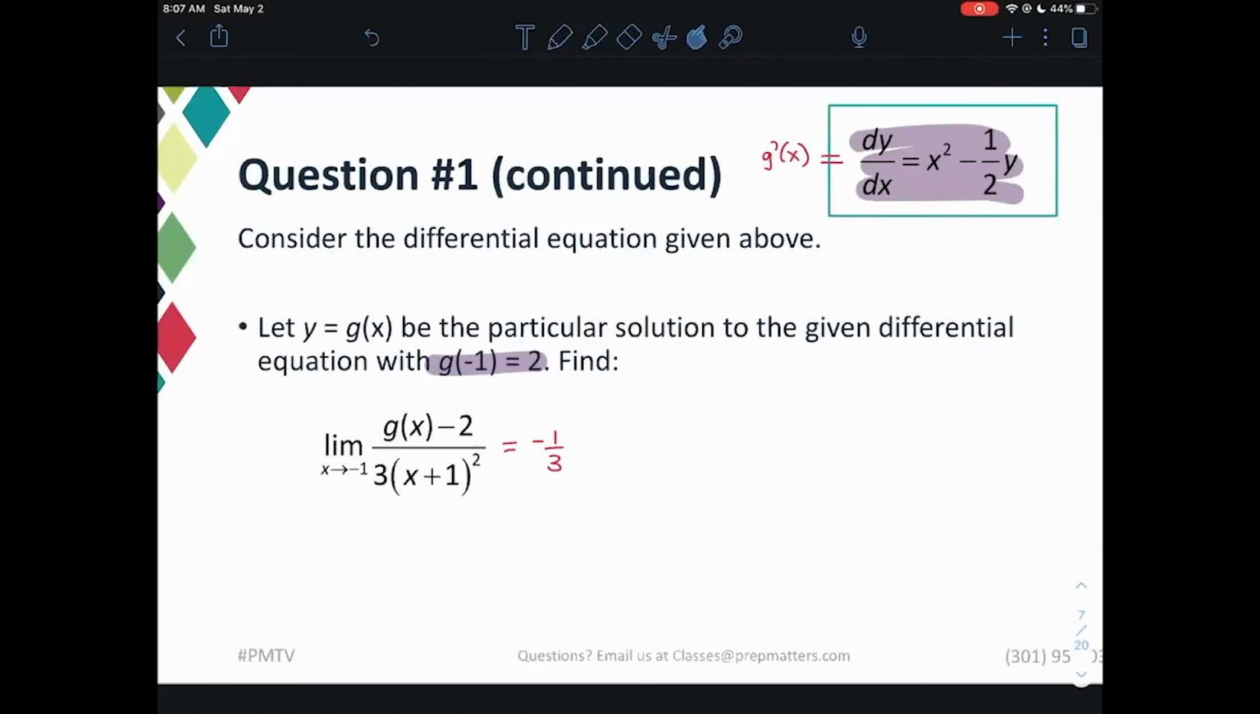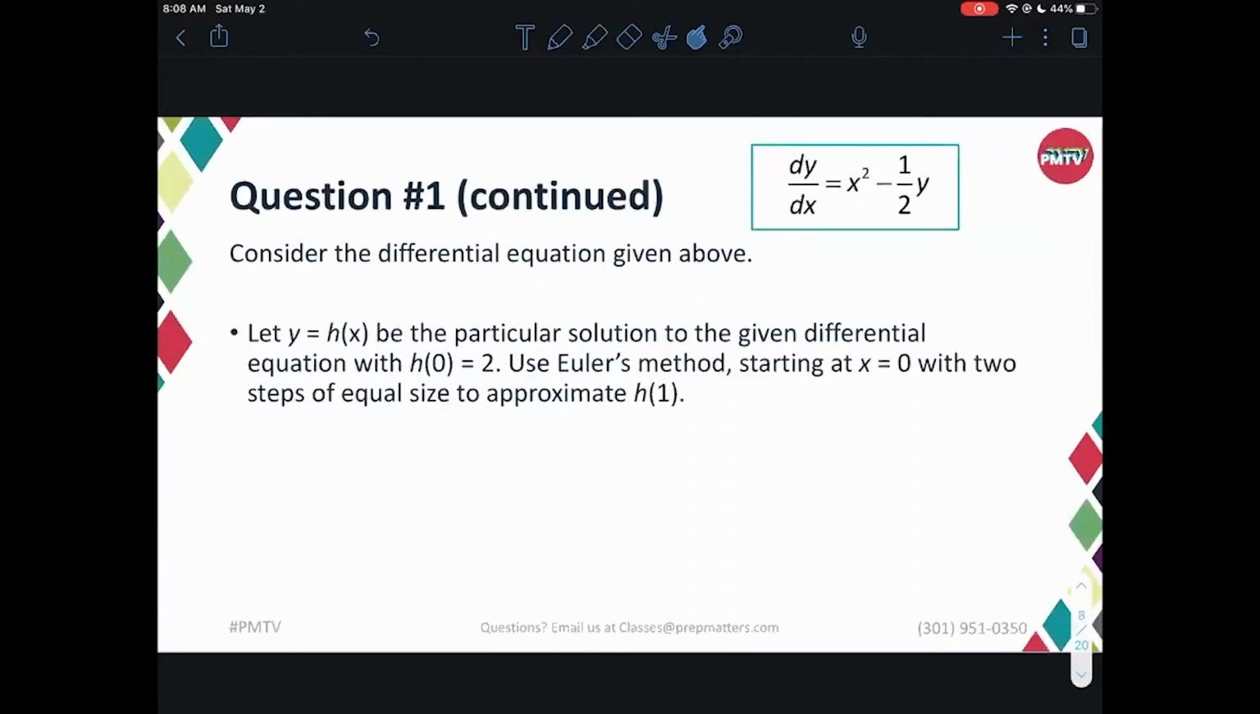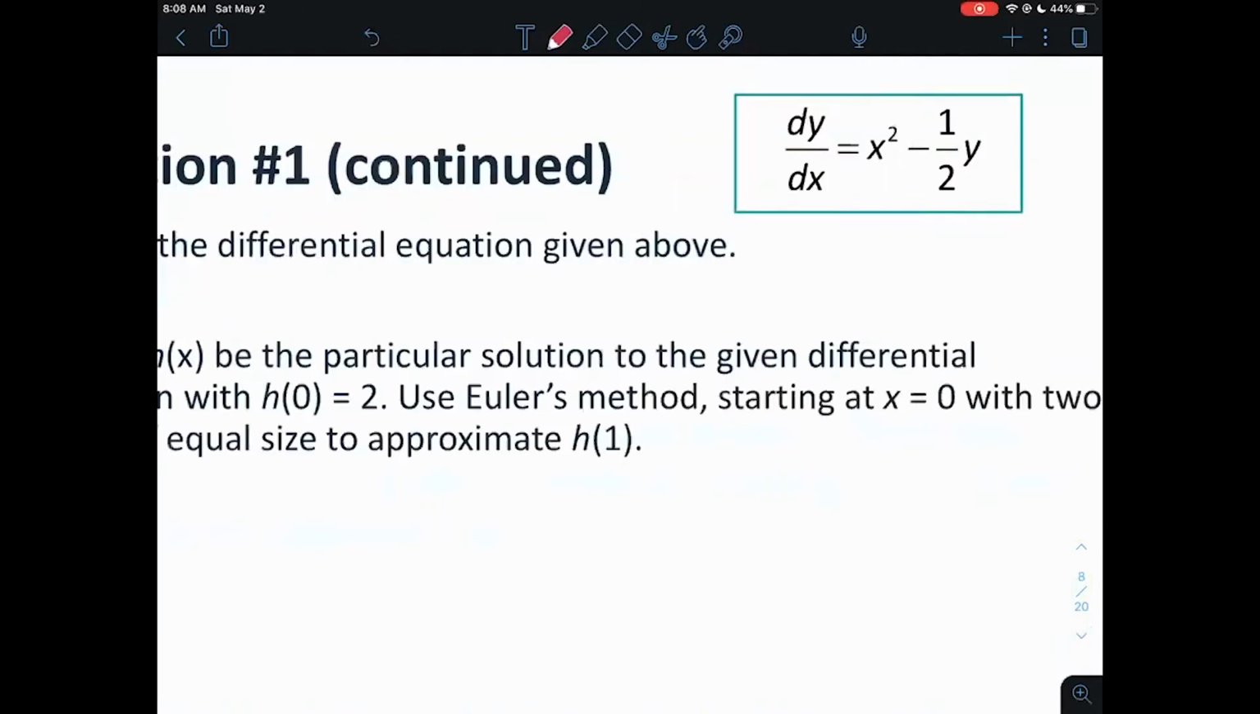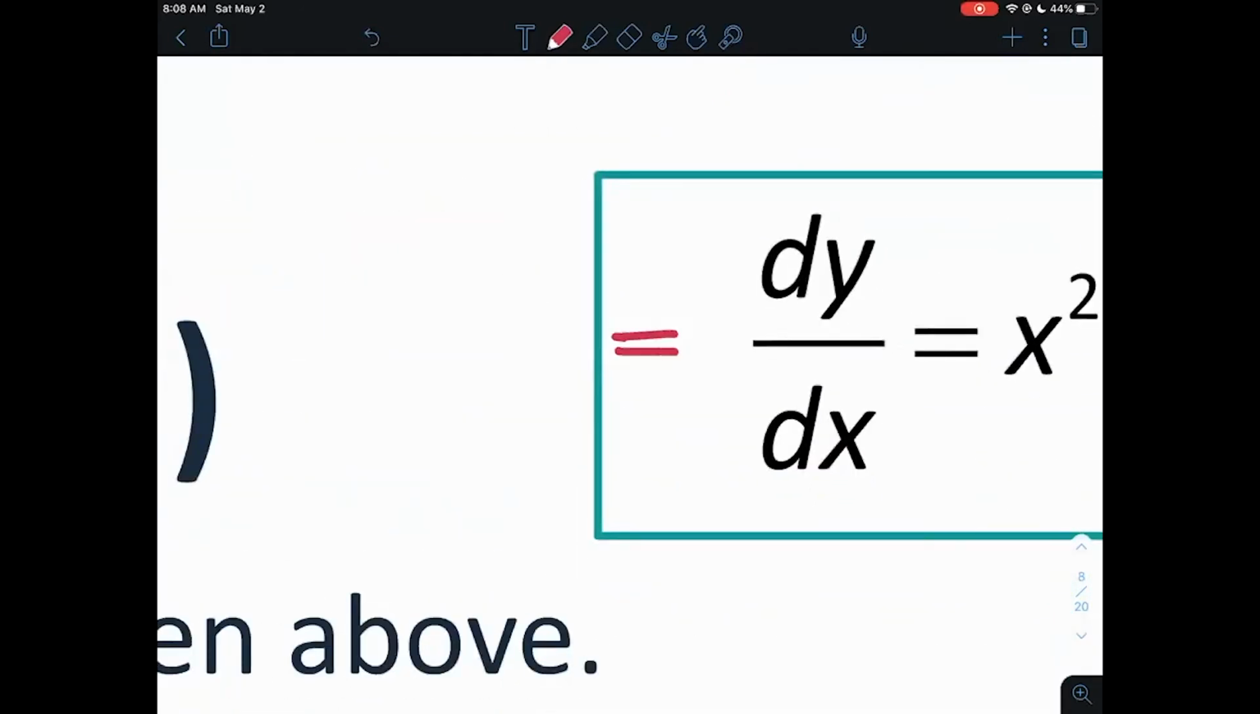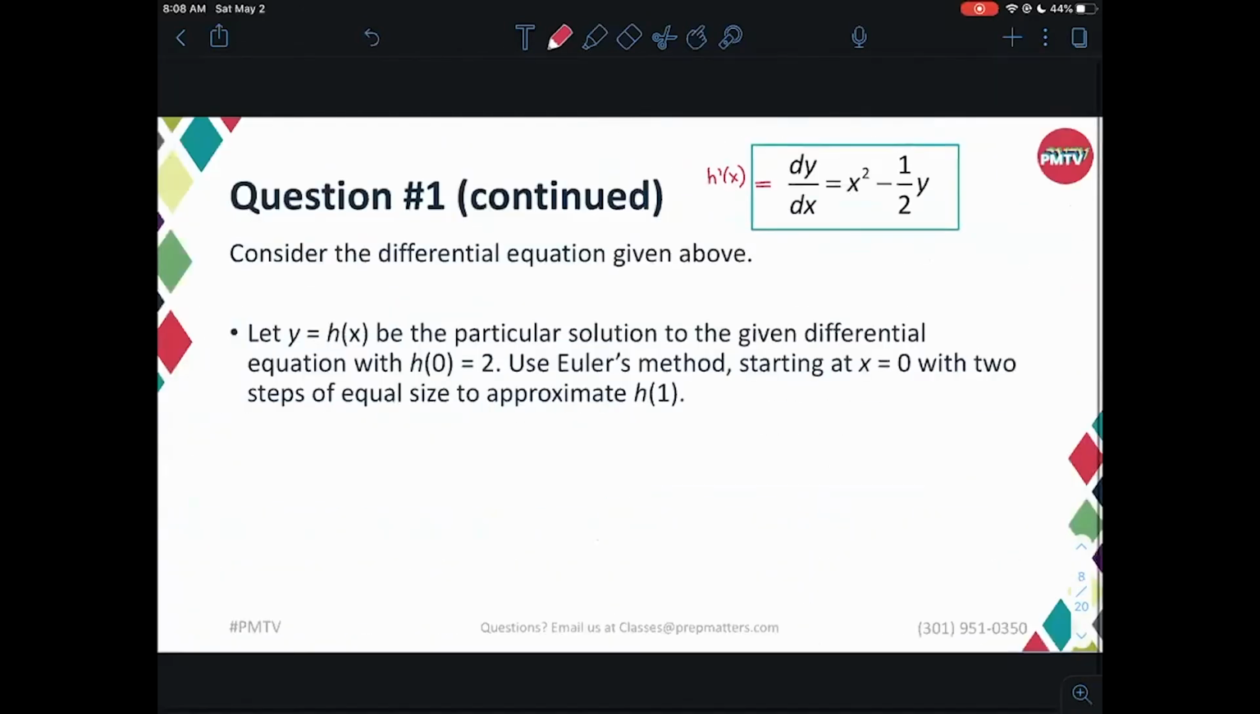So again, so far we've hit implicit differentiation, connection between graphs of functions and their derivatives, and L'Hopital's rule with evaluation of limits all in one free response question. And now we are finally getting to the differential equations part. So let y equals h of x be the particular solution to the given differential equation with h of 0 equal to 2. Use Euler's method starting at x equals 0 with 2 steps of equal size to approximate h of 1. So in this situation, part D, this represents my derivative of h.